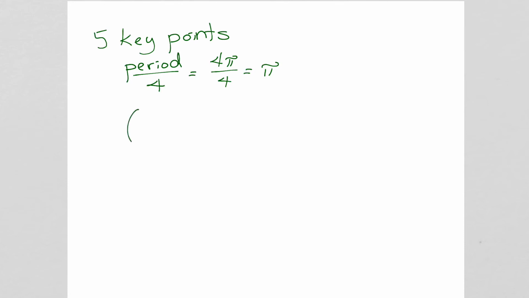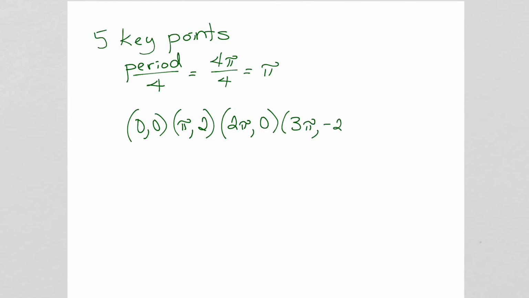So the first one, sine starts at 0, 0. And so what we do is the next point will be pi, and instead of being 1, it's going to be 2 because we have an amplitude of 2. Then we went from 0 to pi and then 2 pi. So it goes up to 2 and then back down to 0. Then add another pi. At 3 pi, we're going down to -2. And then our last point, add another pi. We have our 4 pi, and we're going back to 0.